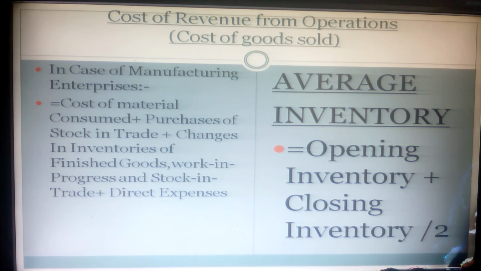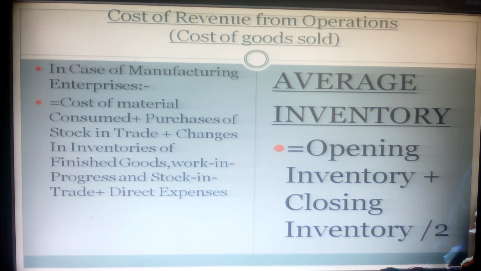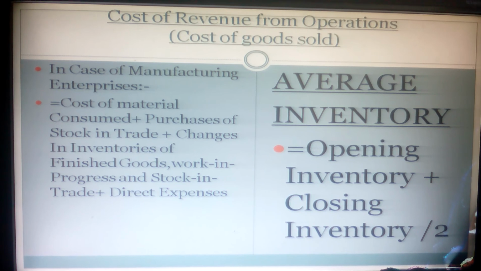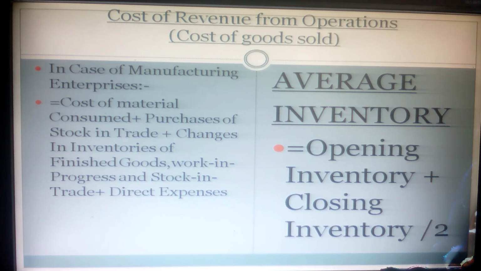Denominator, average inventory. Very simple. What is average inventory? You want to do opening inventory plus closing inventory divided by 2. So we will get naturally average inventory. So that's the two formulas explanation here: cost of revenue from operation, how to calculate it, and average inventory.